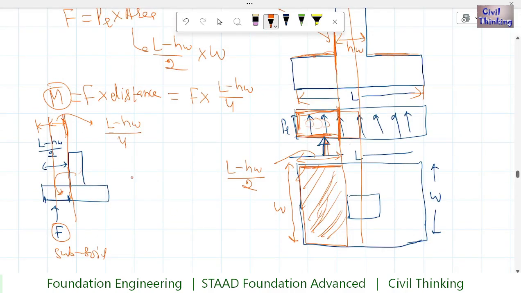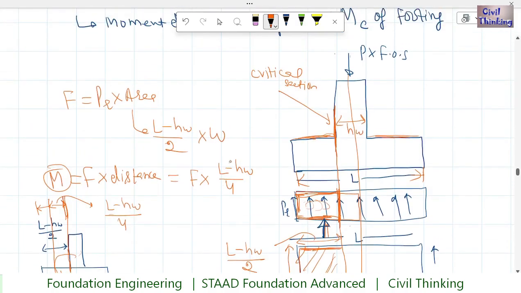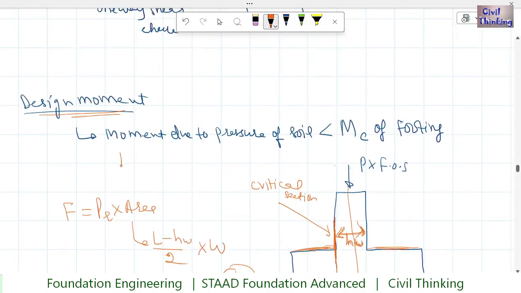Now the things to be kept in mind here is we have L minus HW by 2. Now HW is the width of this column. As I have told you earlier, in this ultimate design we get the dimensions visible in the section view, and in the section view we also have the width of the column visible. So be sure when you apply the moment check, you are going to get the width of the column section. Now also from this equation, the moment is less than or equal to MC.